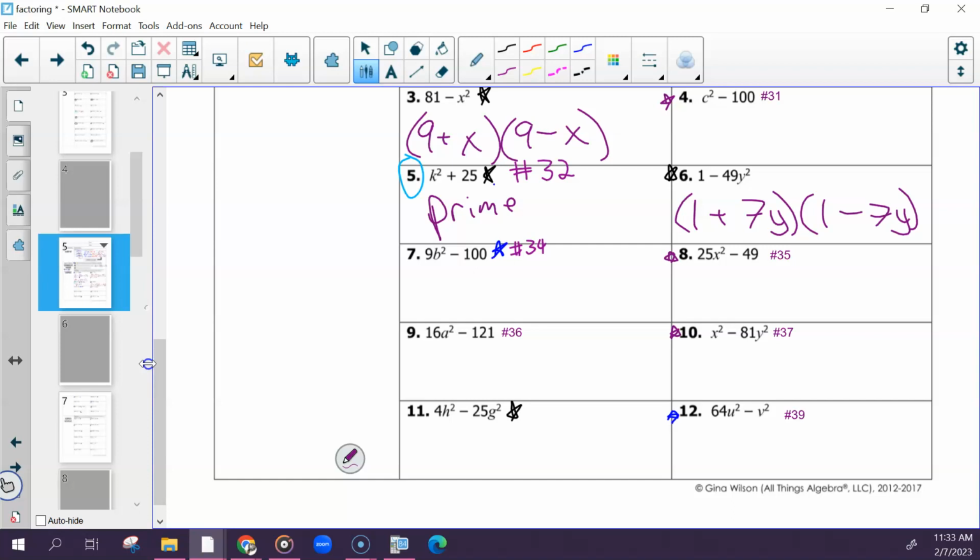Let's try 7. What would those two factors be? So think about what times what will give you 9, what times what will give you b squared, what times what will give you 100. 3. And so really, once you know one, you know the other. Just change the sign.